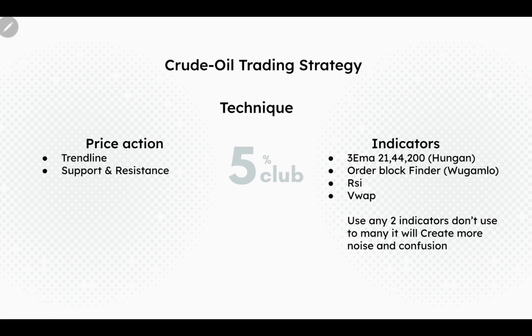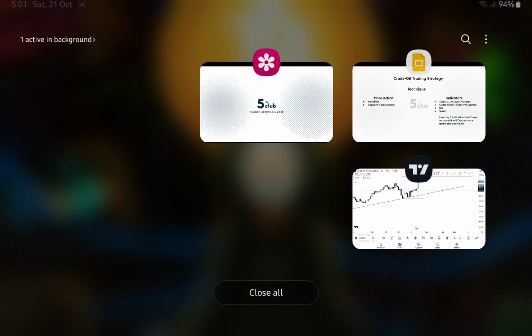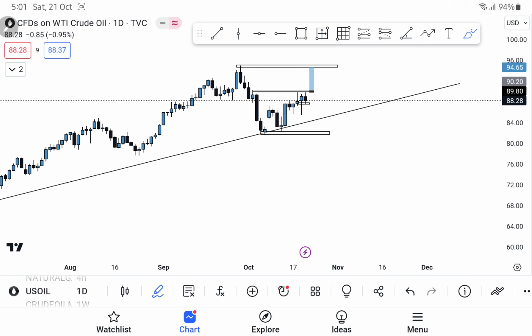You draw your trend line in daily time frame, support and resistance in 1 hour or 4 hour, or you can draw trend line also in 1 hour or 4 hour. That is totally up to you, it is your choice. What I do is I use support and resistance also, I use trend line also. I use both. So how it is, I'll show you.